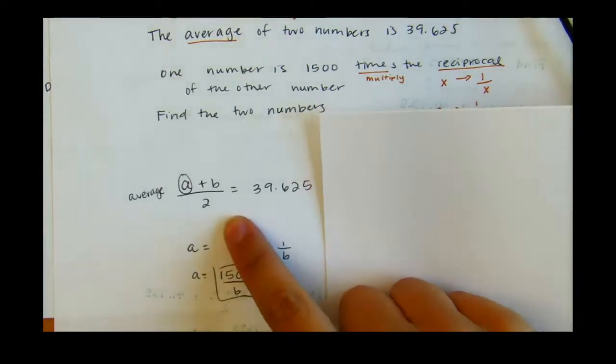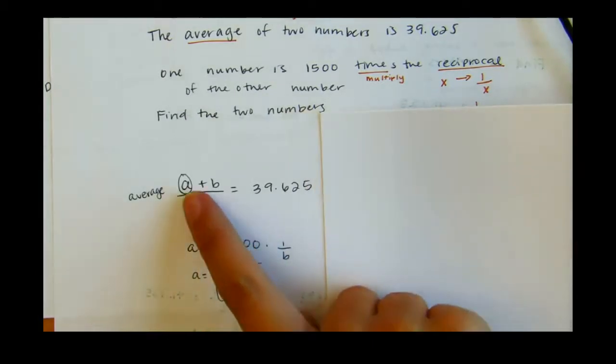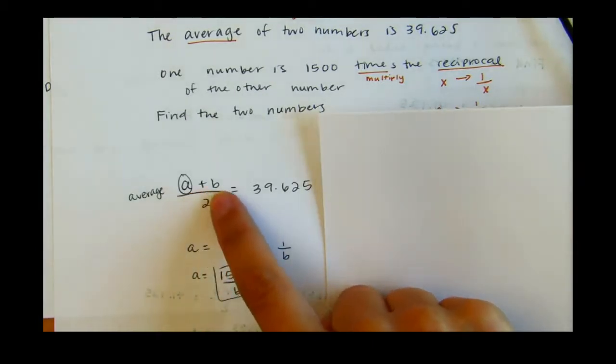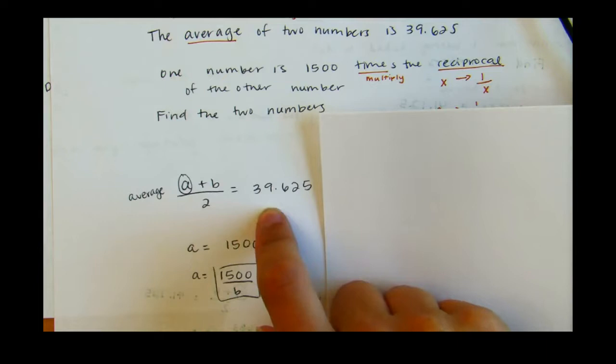So the first is my average. The average of two numbers, so I define them to be A and B. And I'm adding them and dividing them by 2, so this is taking the average, is 39.625. So this is my first equation.